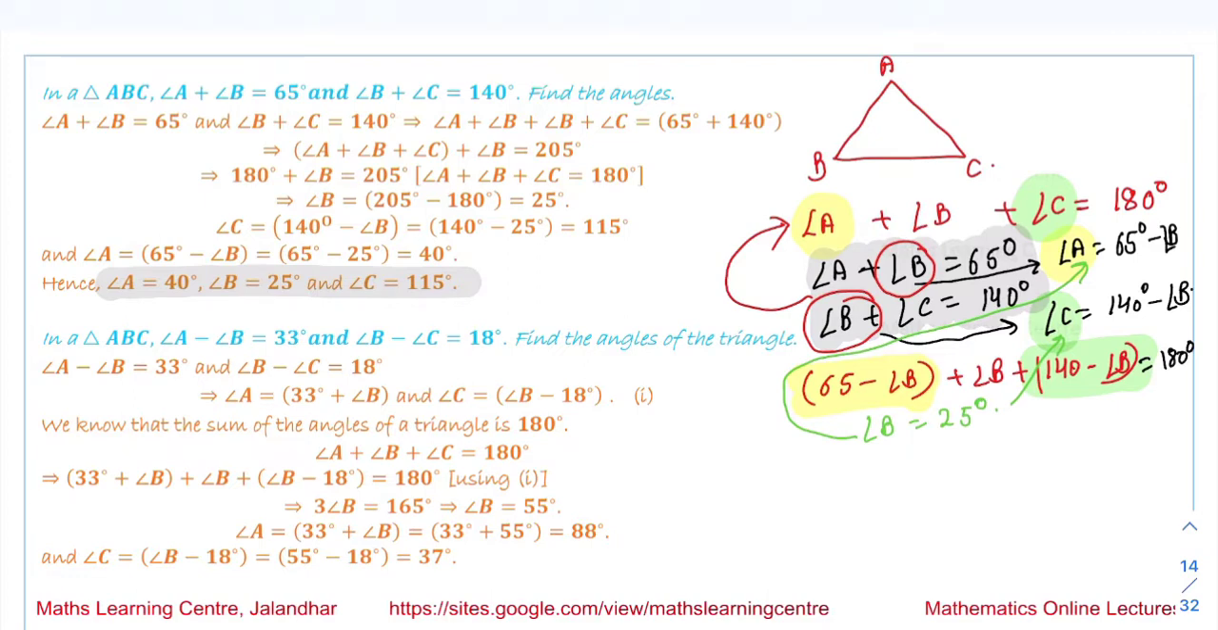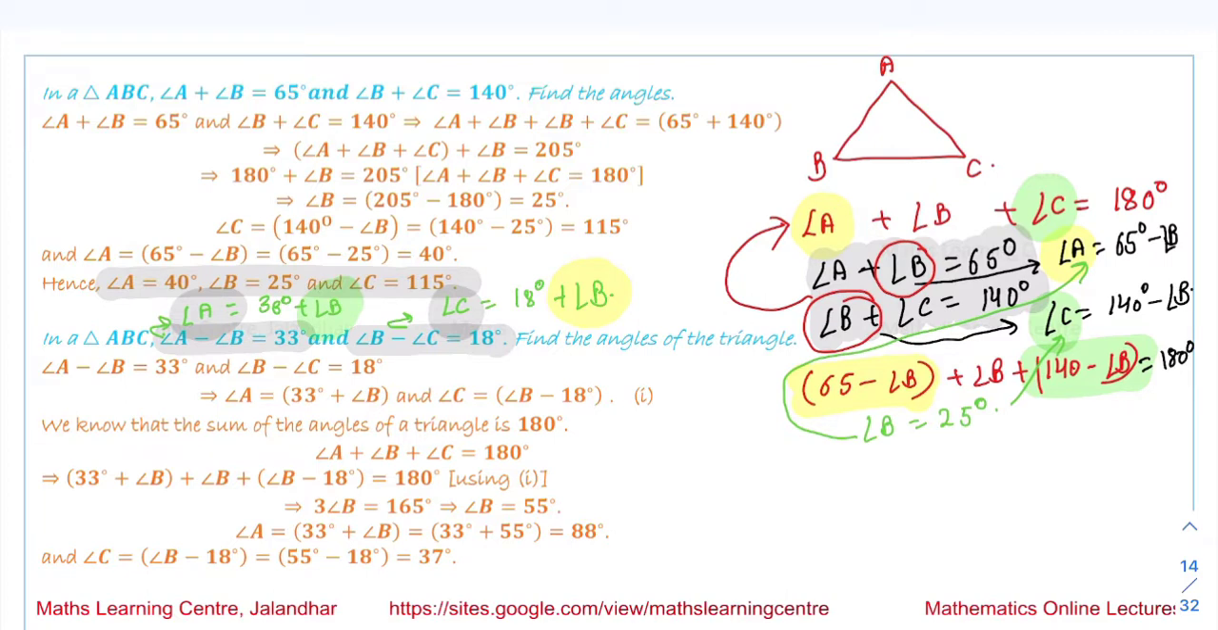Now similarly, in the next question it is given that angle A minus angle B is 33 and angle B minus angle C is 18. So the equation we will get from this is, we will write angle A is equal to 33 degrees plus angle B. From this equation we will get angle C is equal to angle B minus 18 degrees. Again what we have done is we have written angle A in terms of angle B, and angle C in terms of angle B.